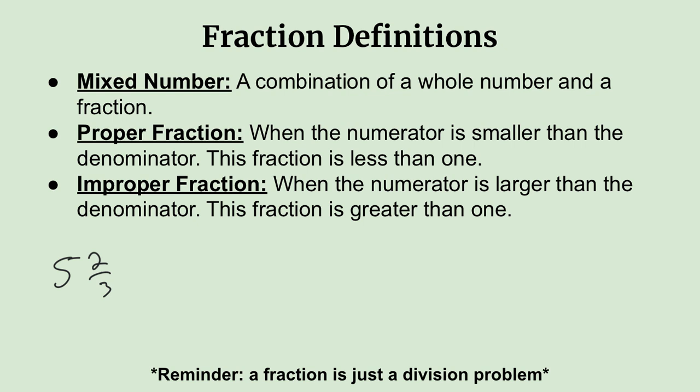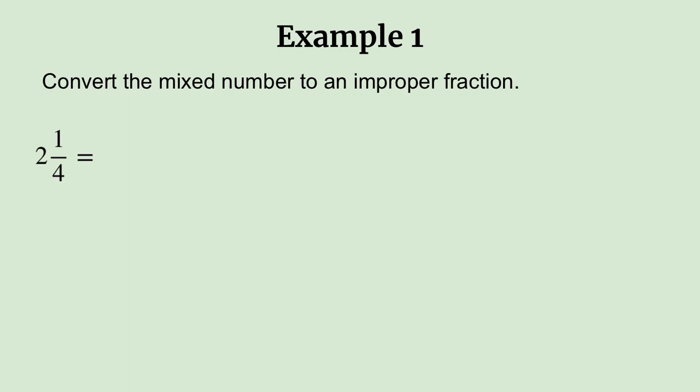A proper fraction is something like 4/7, where the top number is smaller than the bottom number. An improper fraction would be something like 9/4, where the top number is bigger than the bottom number. So we're going to be working on converting between these two, mixed numbers and improper fractions.